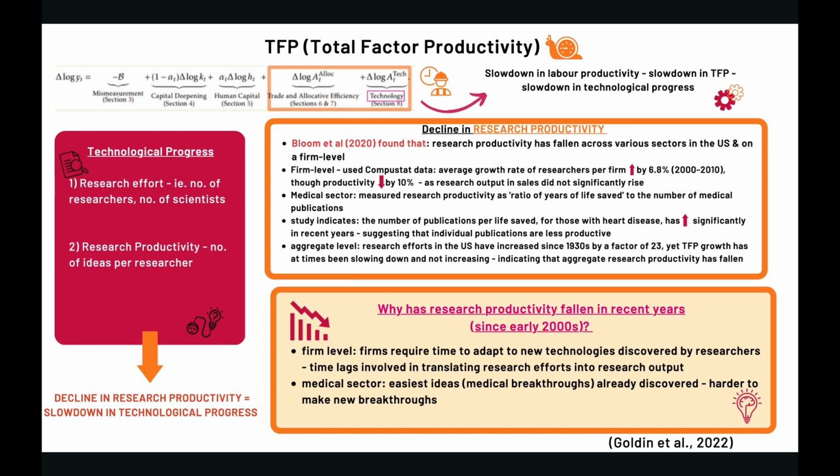Declines in research productivity on a micro level can explain why on an aggregate level, research efforts in the US have increased since the 1930s by a factor of 23, yet TFP growth has at times been slowing down and not increasing. On a firm level, this is attributed to time lags in translating research efforts into research output, as firms require time to adapt to new technologies discovered by researchers. Though within the medical sector, the measured slowdown in research productivity can be attributed to the difficulty in generating new ideas. Overall, the slowdown in labour productivity can be linked to the declining trend in research productivity.